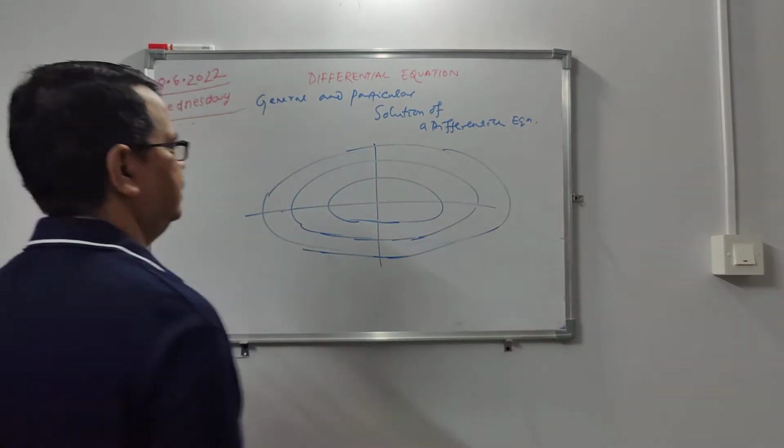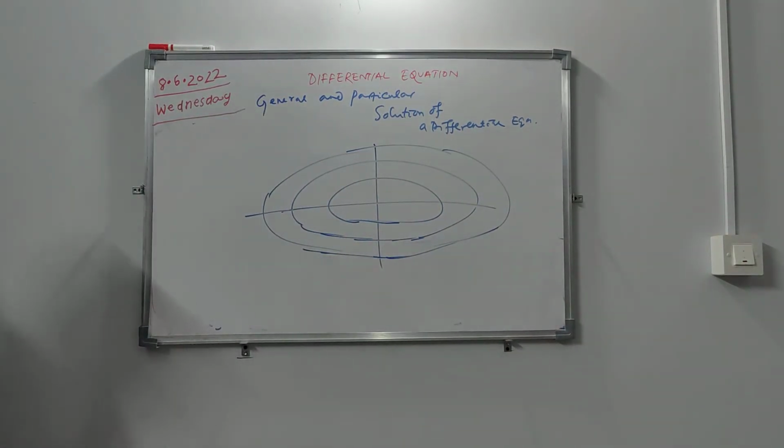So a differential equation represents a family of ellipses, and a particular equation of an ellipse, which is not the differential equation, will be a particular solution of it. The differential equation is a generalized one and its solution is a particular solution, which is one ellipse.